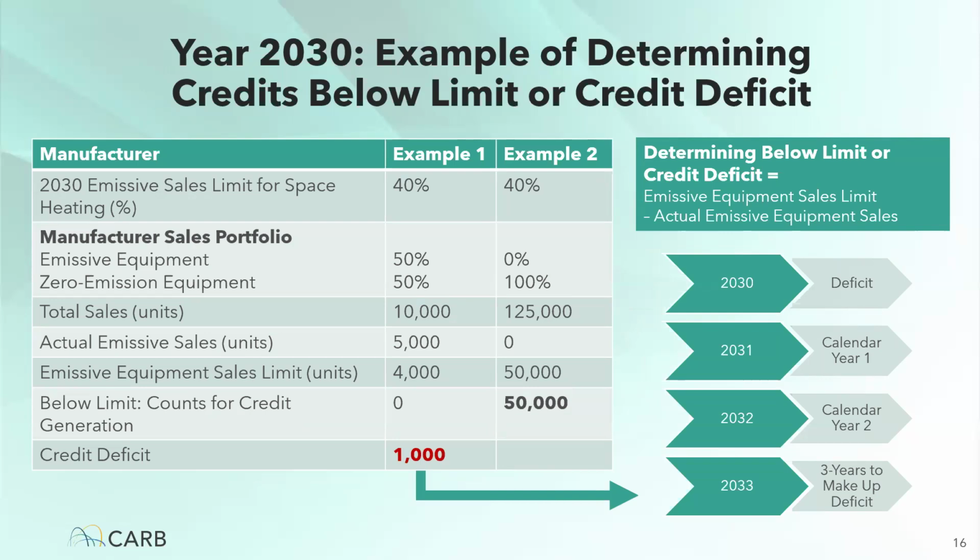Okay, so here's an example for determining credits below the limit, as well as credit deficits, based on two kind of generic manufacturer sales portfolios. In the first example, a manufacturer has a 50-50 split of emissive and zero emission equipment sales. In the second example, it demonstrates the credits earned for a manufacturer with 100% zero emission sales. In the first example, this manufacturer would incur a credit deficit for the amount of emissive equipment sales that exceeded the emissive limit. And if they generate this credit deficit in the year 2030, they'd have until the year 2033 to make up the deficit.